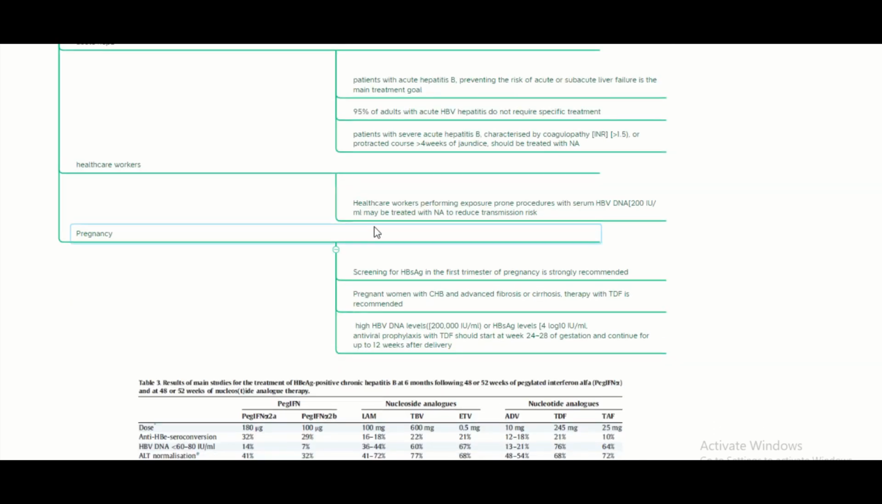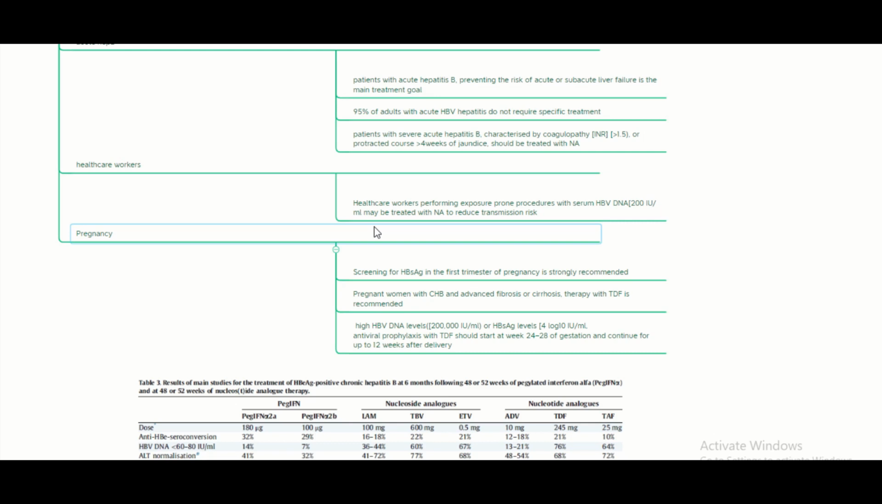How do we check if this patient has severe acute hepatitis B? If the patient is having coagulopathy with abnormal INR or prothrombin time. If the jaundice is more than 4 weeks, these patients should be treated with NA because this acute hepatitis can go into liver failure and can go into chronic phase really quick.